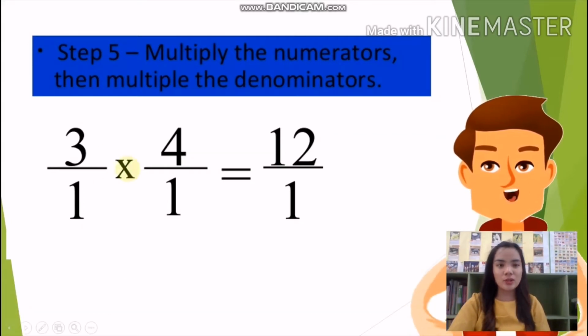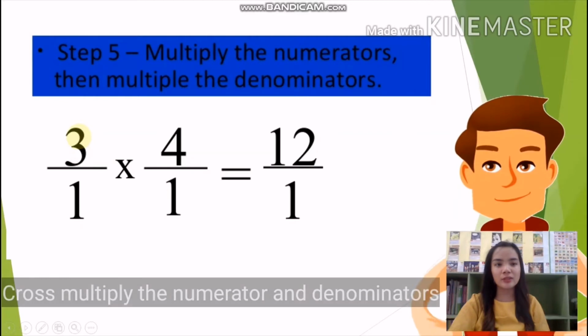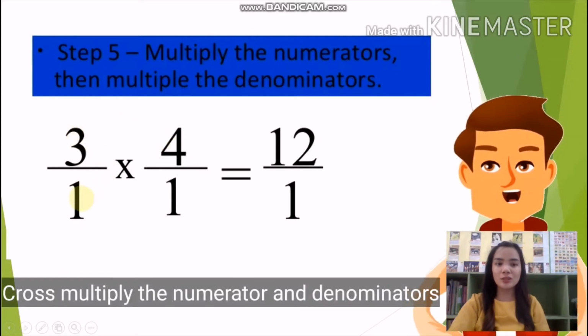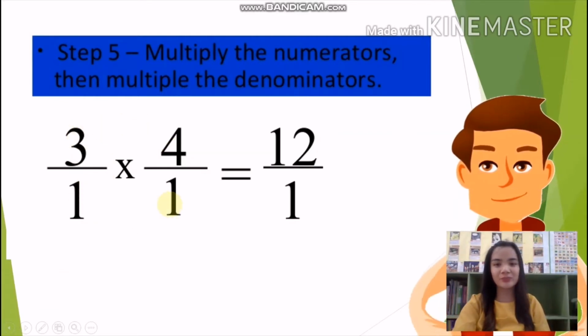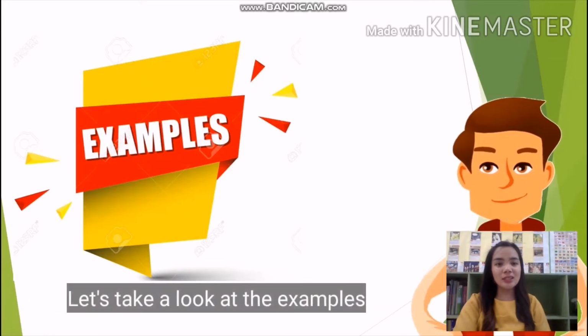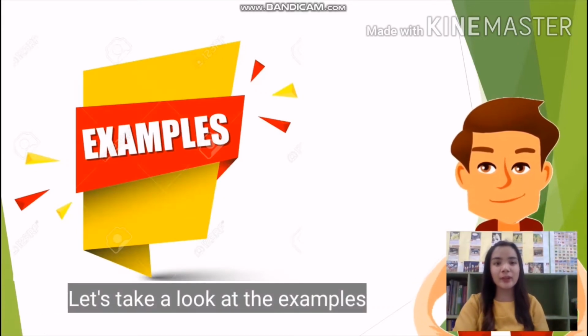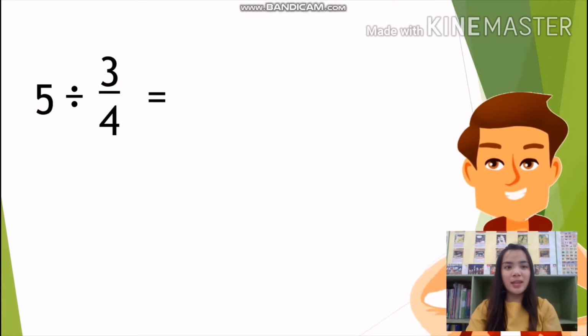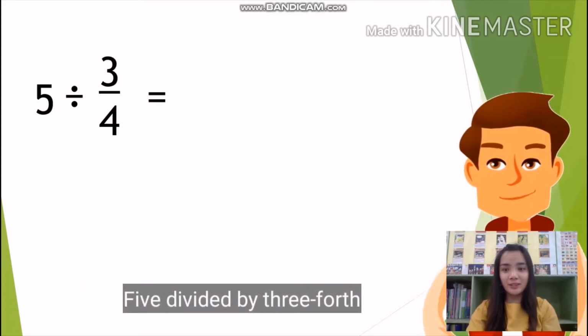So we're going to multiply our numerators, so 3 times 4 and then 1 times 1. So let's take a look at the examples prepared for today. So first we have 5 divided by 3/4.